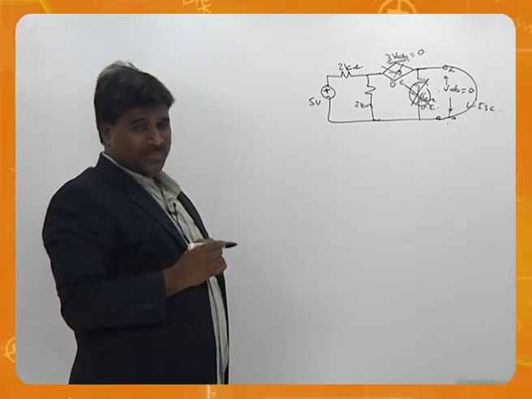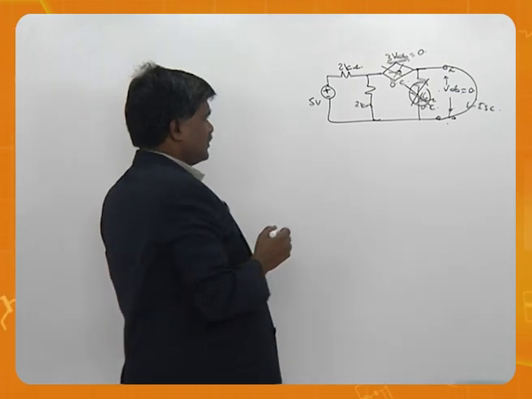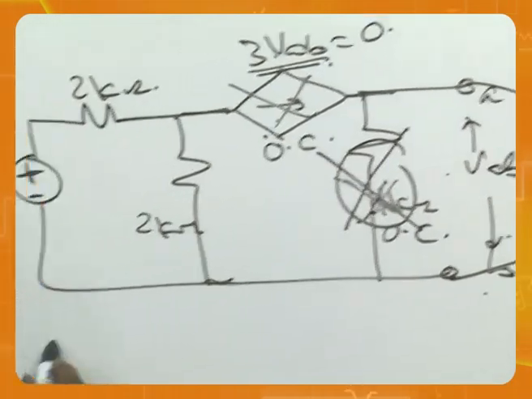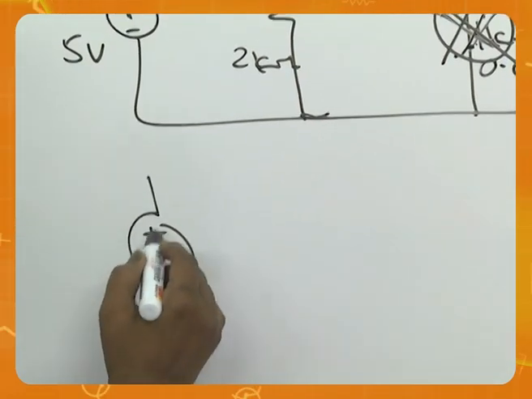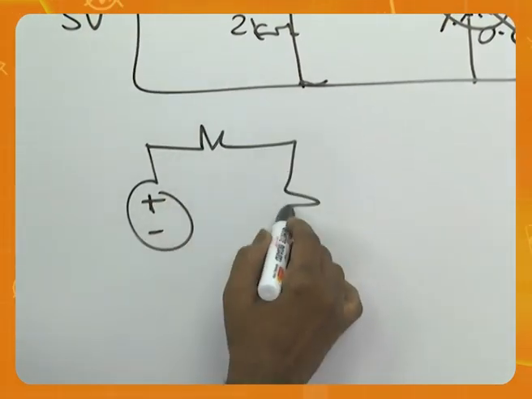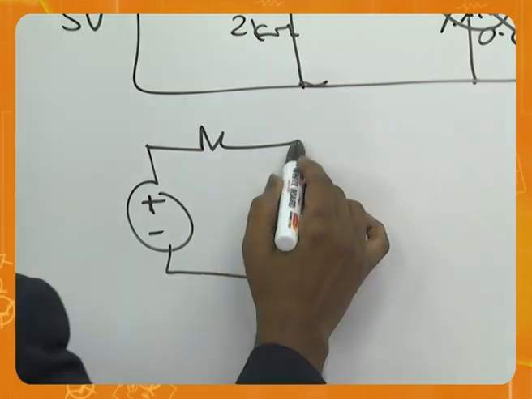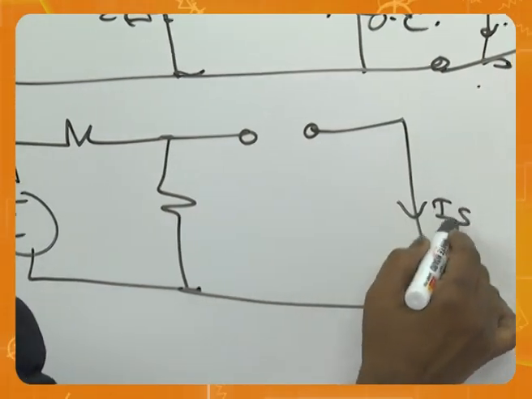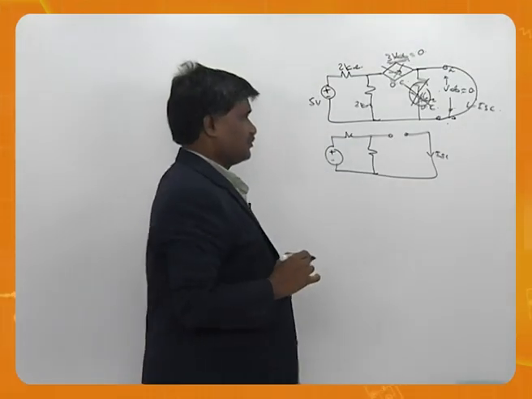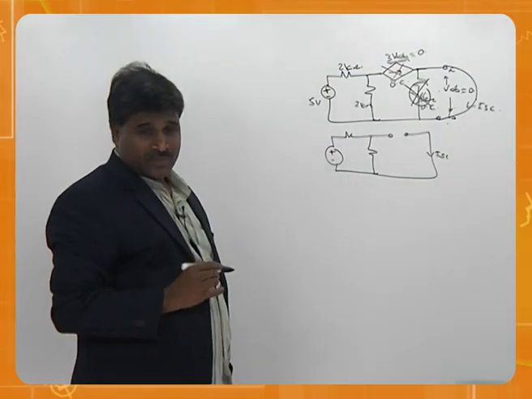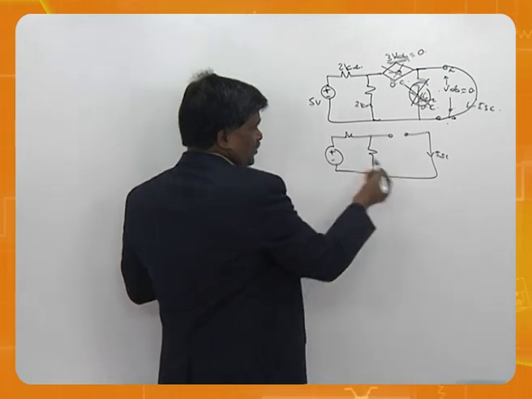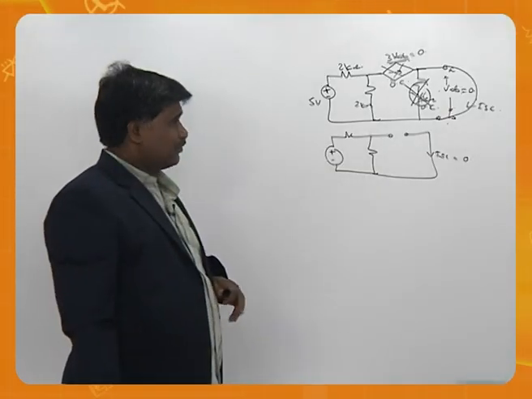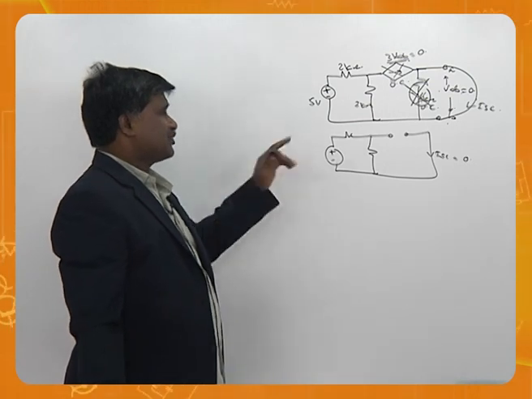When this gets open circuit, what is the current in this branch? Now I will draw the equivalent. For example, this is the open circuit. This is the current. Now, in this option, automatically the answer is 0. That is one option that we should have.